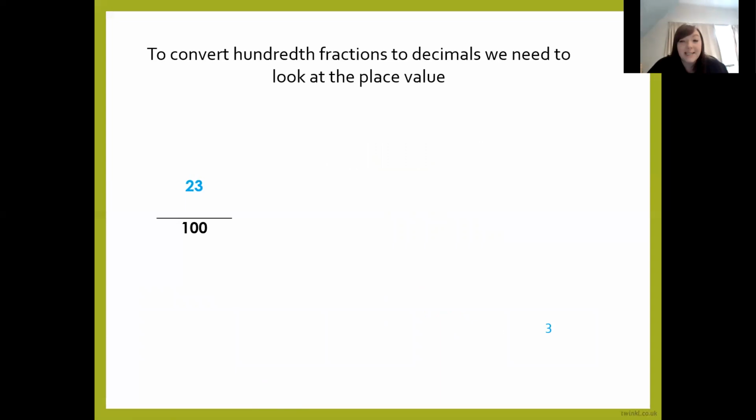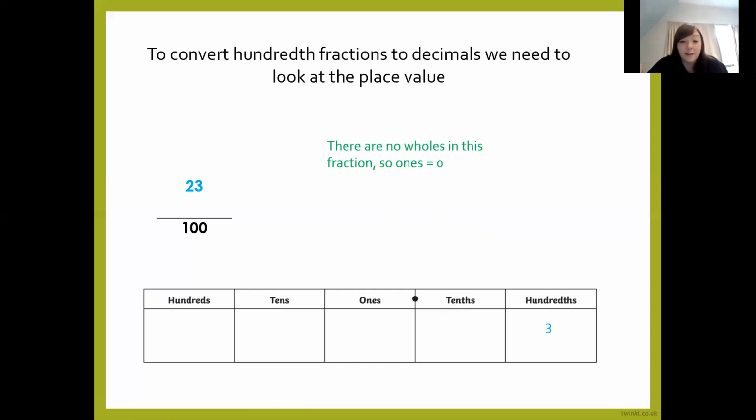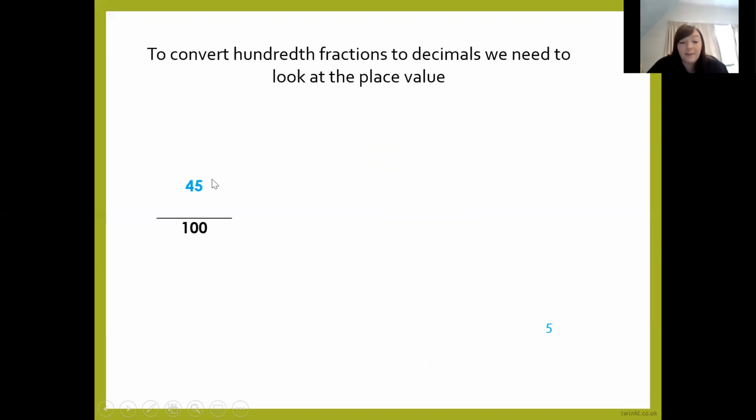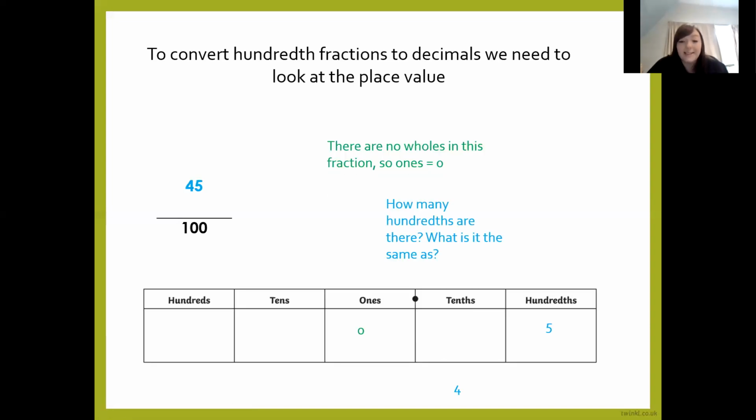Here we have 23 hundredths. So we have to see what that looks like as a decimal. As a decimal, that looks like 0.23. So I've put my tenths in my tenths column and my hundredths in the hundredths column. Let's have a look at another one. 45 hundredths looks like 0.45. So that numerator is going into the tenths and the hundredths column.